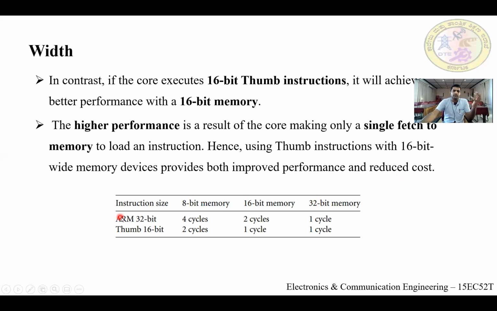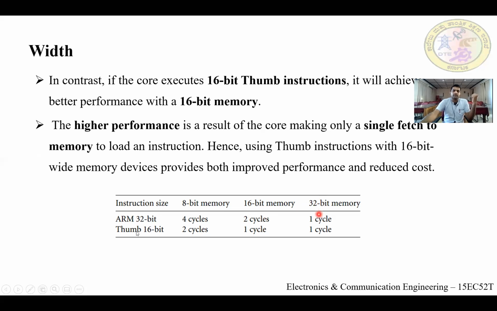For example, take an ARM 32-bit instruction. If we are using 8-bit memory, then 32 divided by 8, 4 cycles are needed to fetch the 32-bit instruction. If we are using 16-bit memory, 32 divided by 16, only 2 cycles are enough to load the data from the memory. If you are using 32-bit memory for a 32-bit instruction, then only one cycle is enough to get the data from the memory.